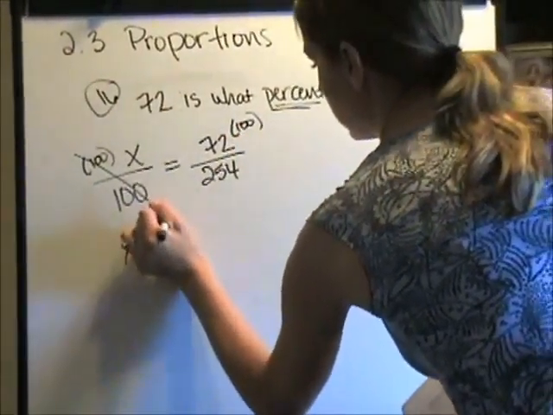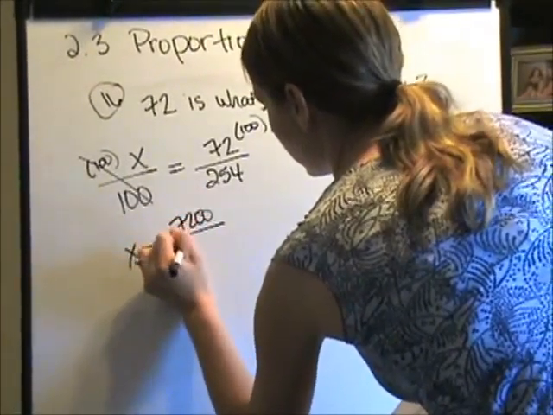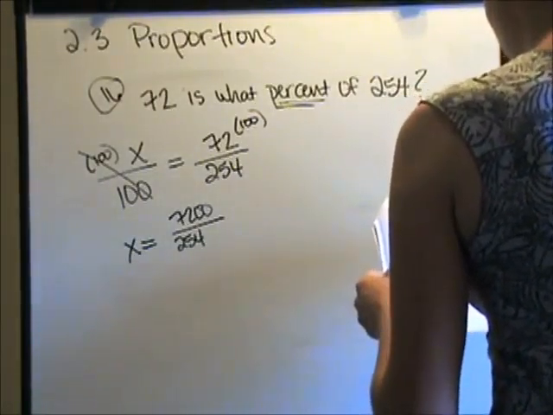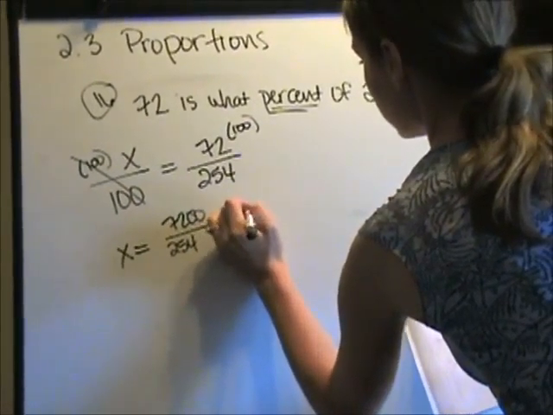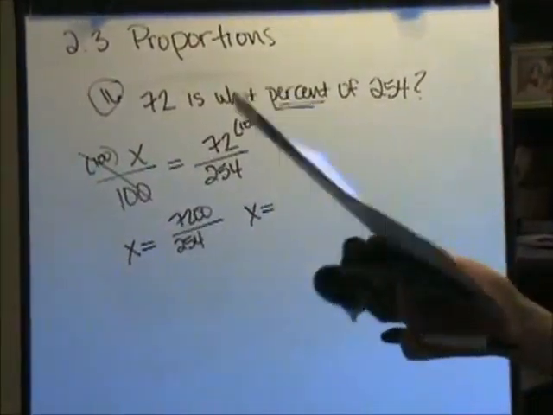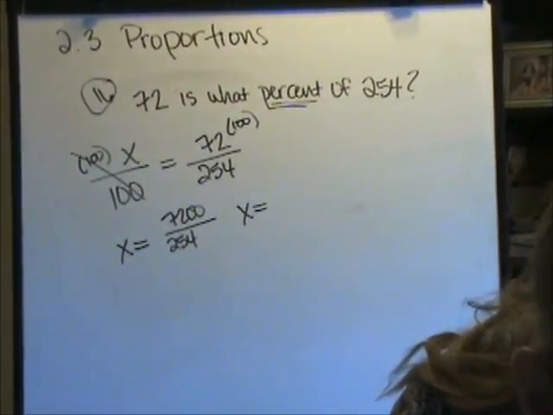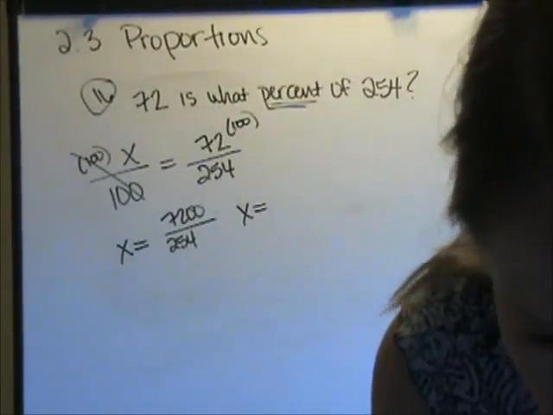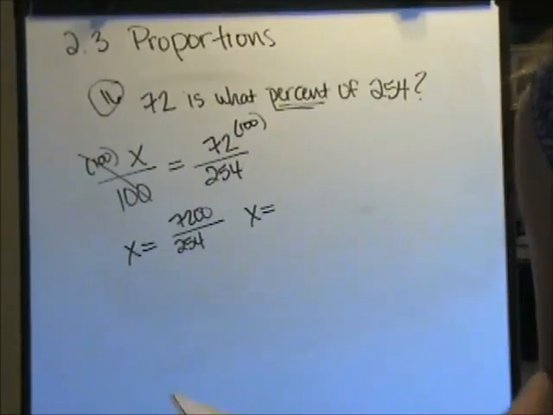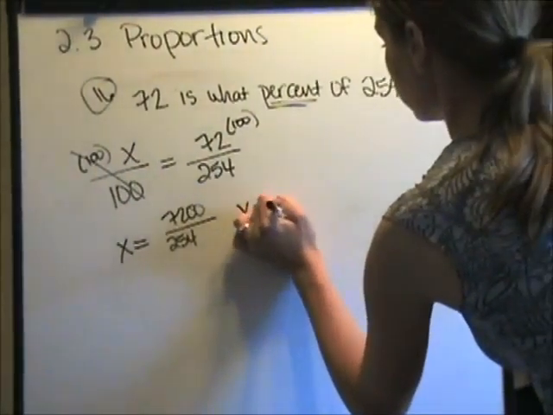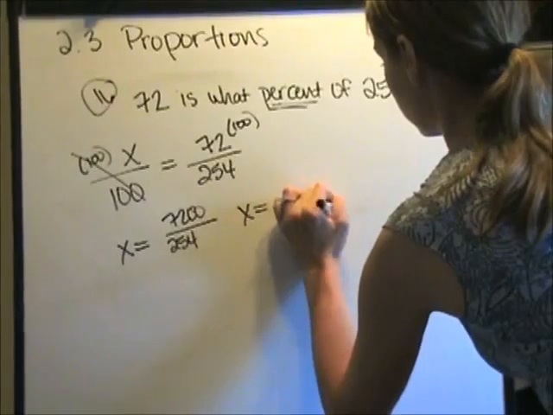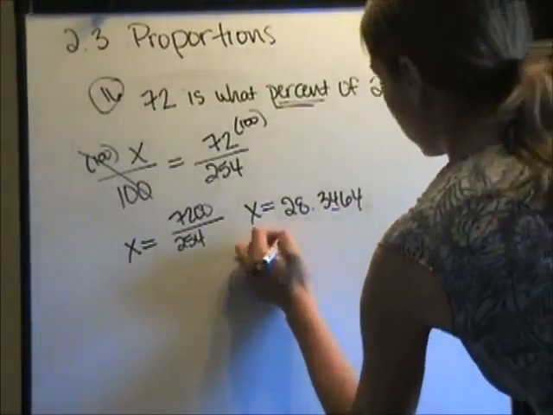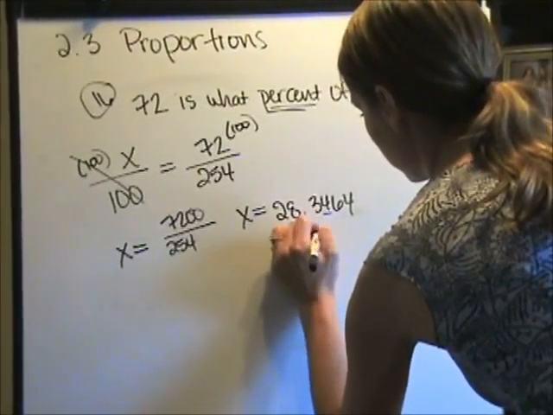So 100 times 72 is 7,200 over 254. If we divide the numerator by the denominator, that is going to give us an answer. 28.3464. Again, it says round to the nearest hundredth, and it's a 6, so we know we're going to round up to 28.35.